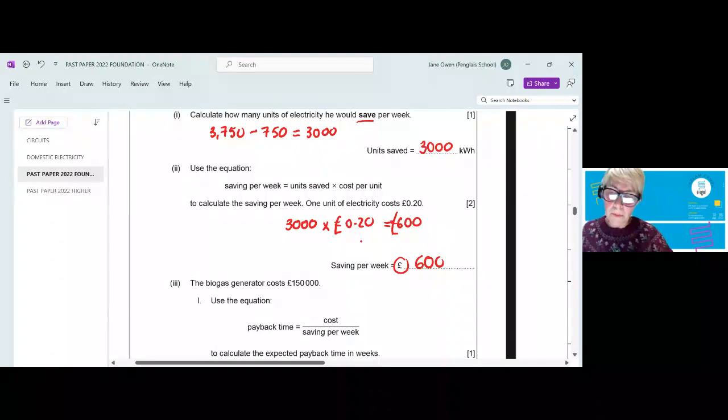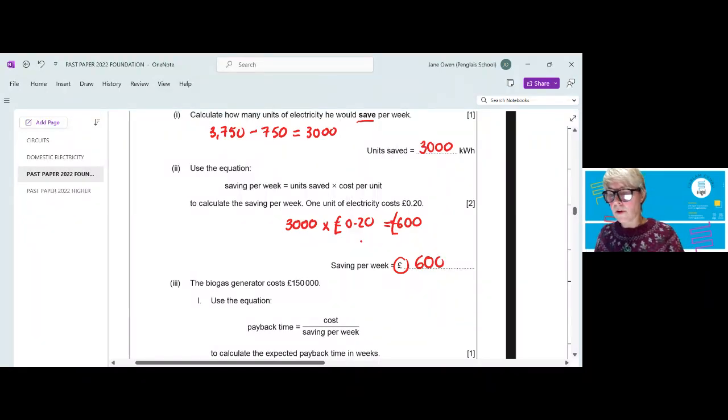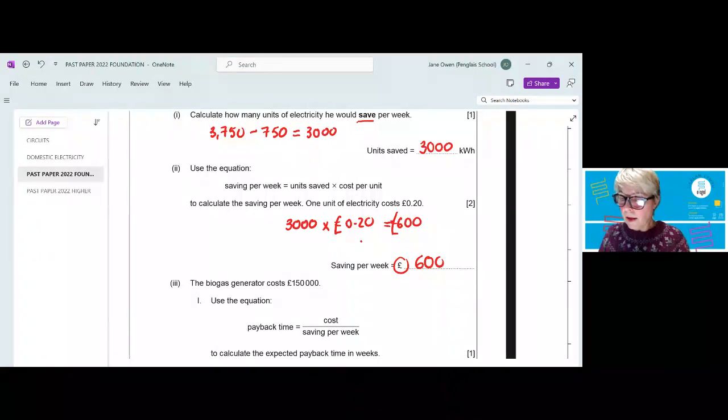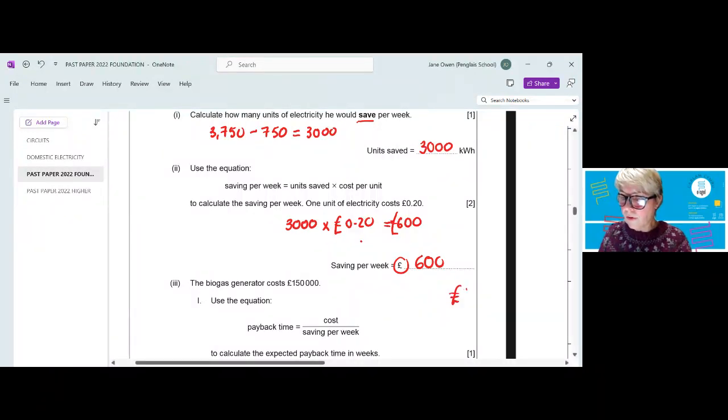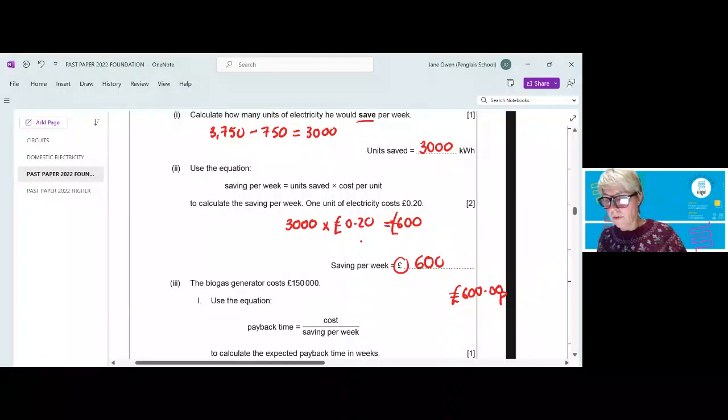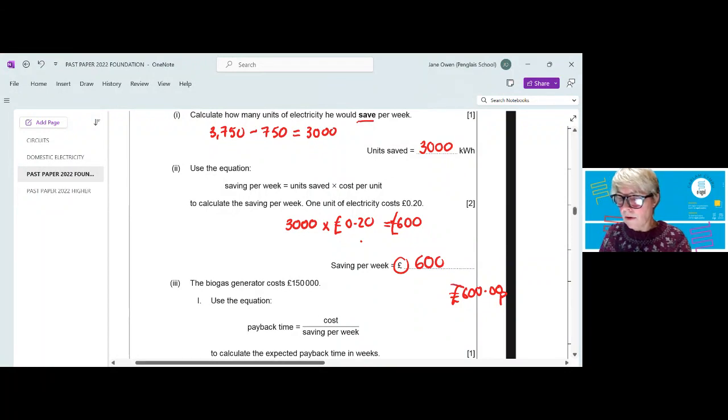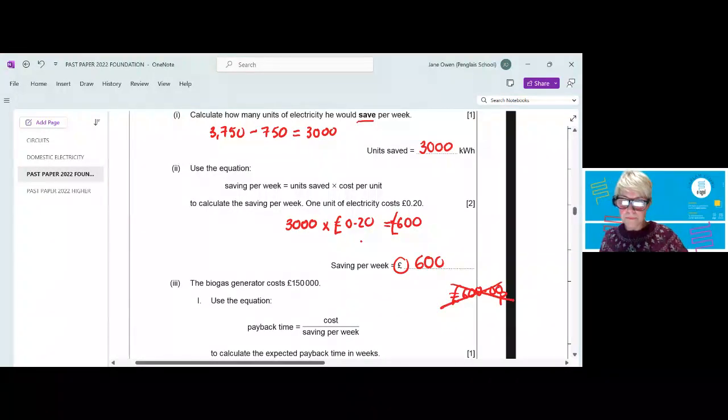Now, if they did want it in pence, you'd have to times that by 100. But what you mustn't do is do your £600 there and put pence at the end, because it's not in pence at all, it's in pounds only. So I'm going to put a cross through that.